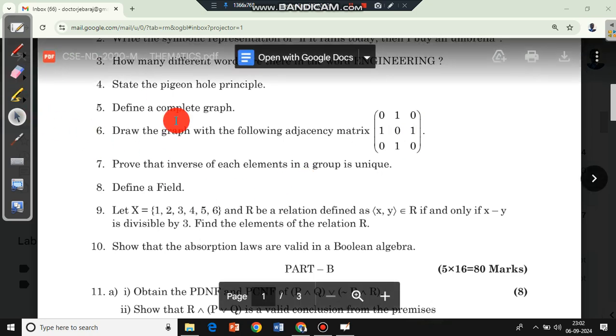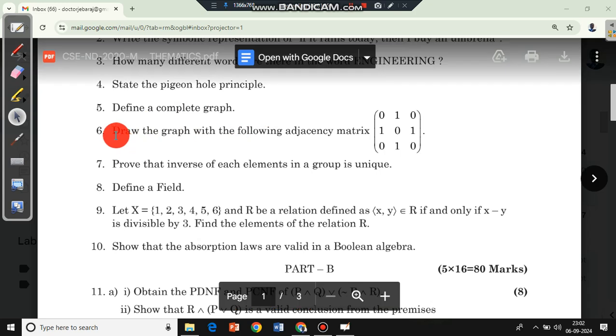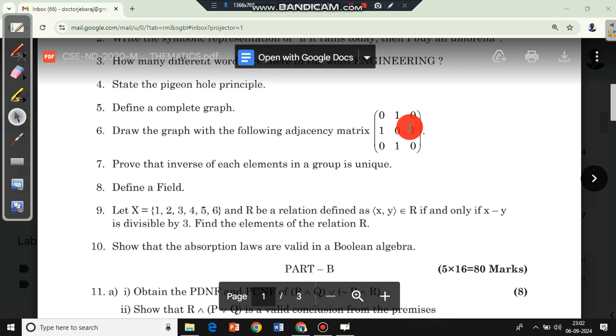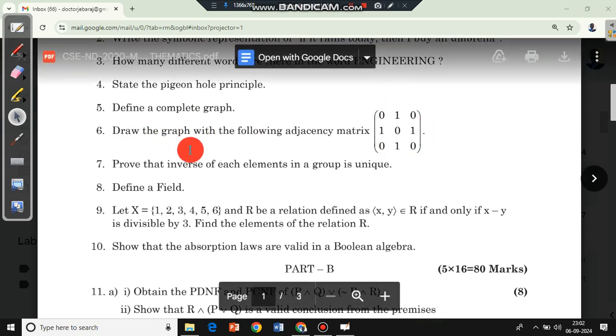This question I have already discussed with you. A complete graph is a graph in which each and every pair of the vertices are connected. Now I am taking the sixth question, that is, draw the graph with the following adjacency matrix. This is the adjacency matrix, and for that we have to draw the graph. For this matrix we have to draw the graph.